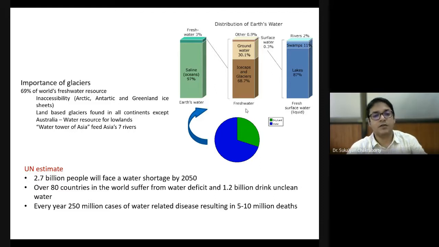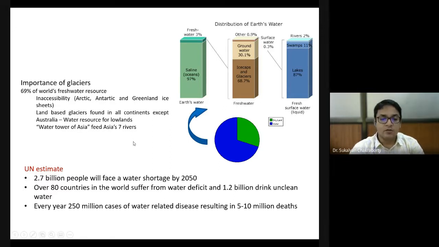And what did I say about the importance of glaciers? As I've told you, most of the glaciers are in the Arctic and Antarctic regions, which are inaccessible, but other glaciers are there throughout the world, which support the major rivers of the world. Like the Himalayan glacier, which is called the water tower of Asia. It feeds Asia's seven rivers: China, India, Burma, Pakistan, Bangladesh. They all are fed by this Himalayan glacier.